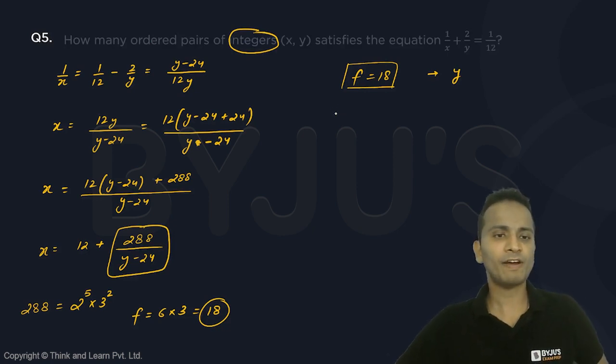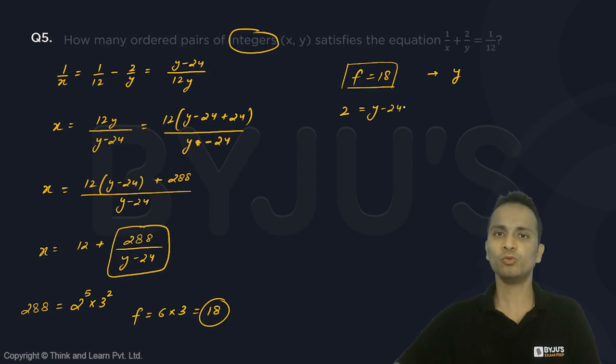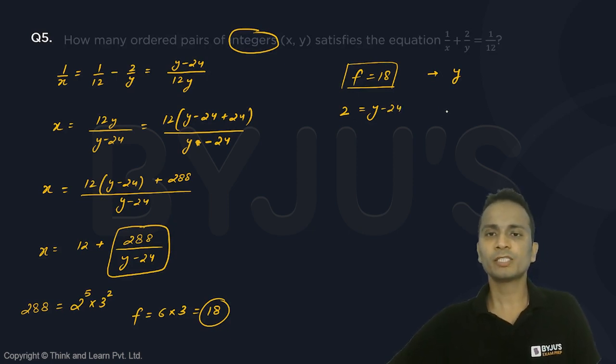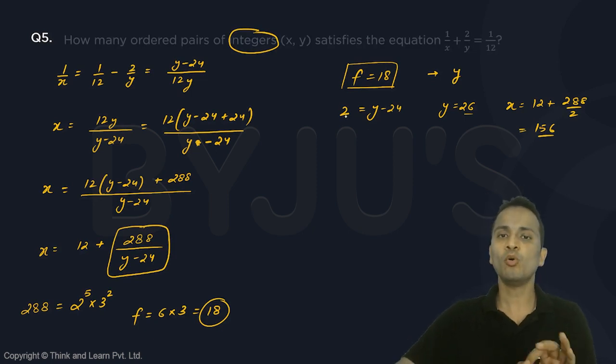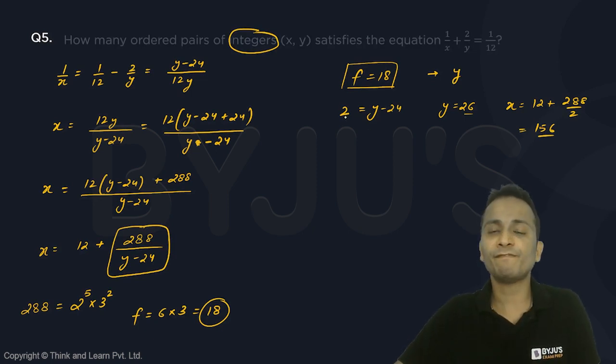So let's say one of the factors of 288 is 2. Okay. So I'm saying that the value of y minus 24 will be equal to 2. Corresponding to this, the value of y comes out to be 24 plus 2, that is 26. And the value of x comes out to be 12 plus 288 divided by 2. 288 divided by 2 is 144, plus 12, that is 156.